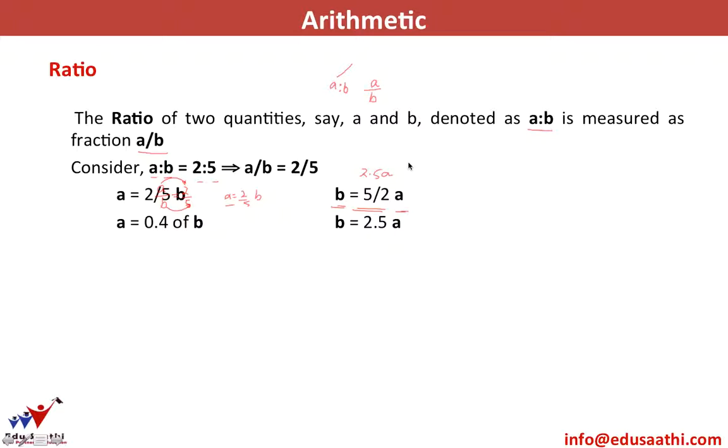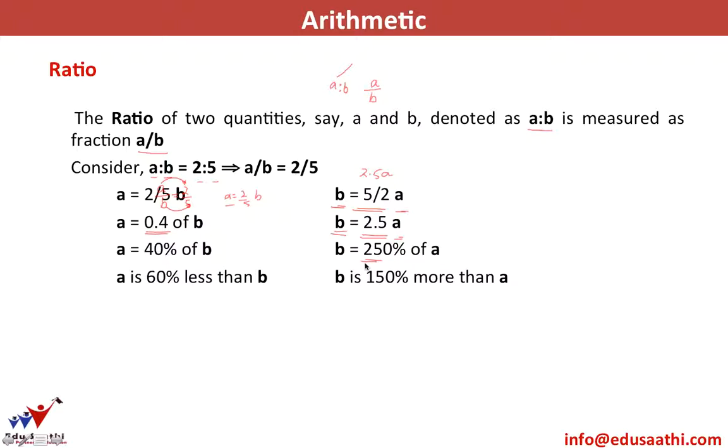So here I am writing A as 0.4 times of B. That means A is only 40% of B, or A is 0.4 of B, whereas B is 2.5 times A. I can also write it as 40%, and I can write B as 250% of A. B is 250% of A.